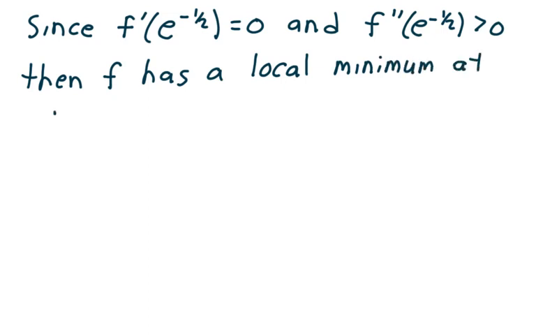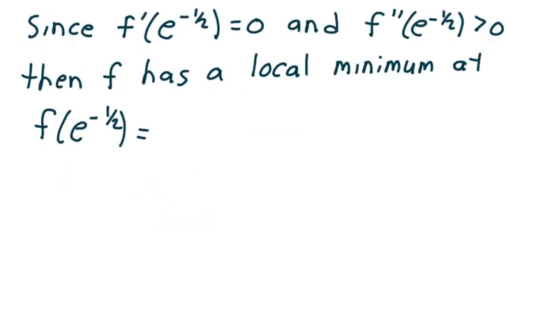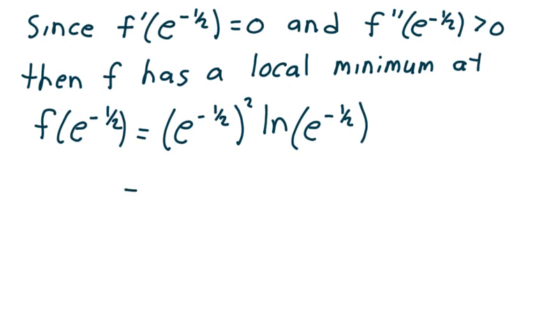at f of e to the negative a half, which is, so let's go back to the function. I'm going to plug e to the negative a half in there. So I'm going to get e to the negative a half to the second power times natural log of e to the negative a half. And so this is e to the negative 1 times negative a half, which is negative 1 over 2e.